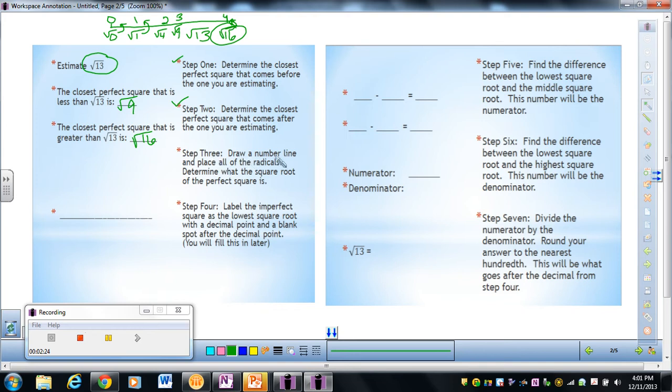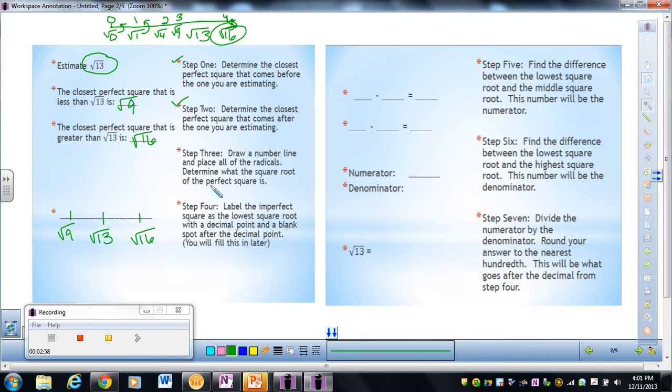Step 3 says to draw a number line. Well, here's my line right here. I drew it for you already. And place all of the radicals, all the radicals that we've been working with. So I've got 13. I'm going to put that right in the middle. That's the one that I was asked to estimate. And then I'm going to put the less than right here, which was the square root of 9. And the greater than is going to go on this side, and that was the square root of 16. That takes care of the first part.